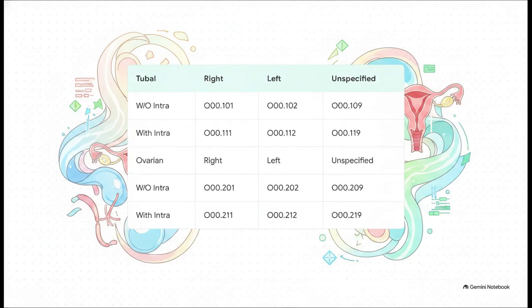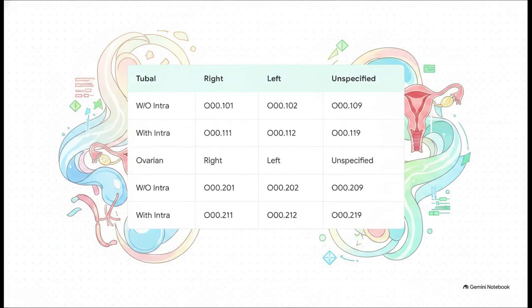Take a right tubal pregnancy without an intrauterine pregnancy. The location is tubal, so that's O00.1. Without an intrauterine pregnancy makes the fifth character a 0. The right side makes the sixth character a 1. Put it all together, you get O00.101. If it was on the left, it shifts to O00.102.